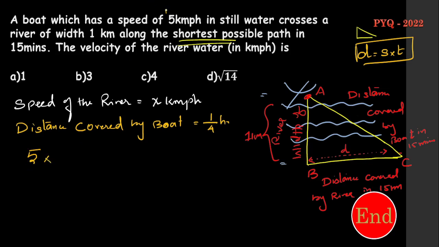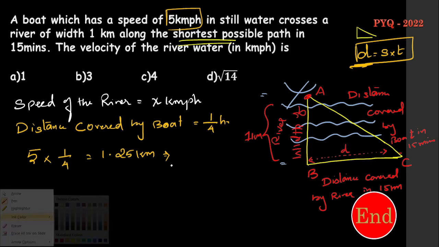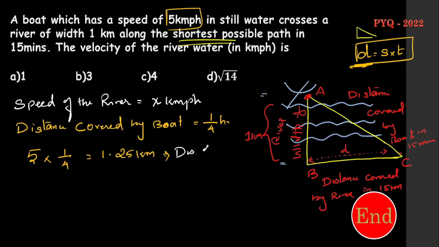So 5 into, that means 5 kilometer per hour is the boat speed. 5 kilometer into 1 by 4. With 5 kilometer speed, it moves for 15 minutes. So that is equal to 1.25 kilometer. That is the distance. Distance equal to speed into time. Kilometer. So this is the distance of the boat.